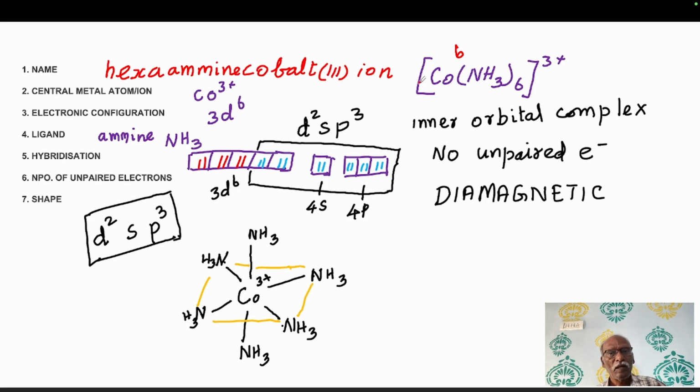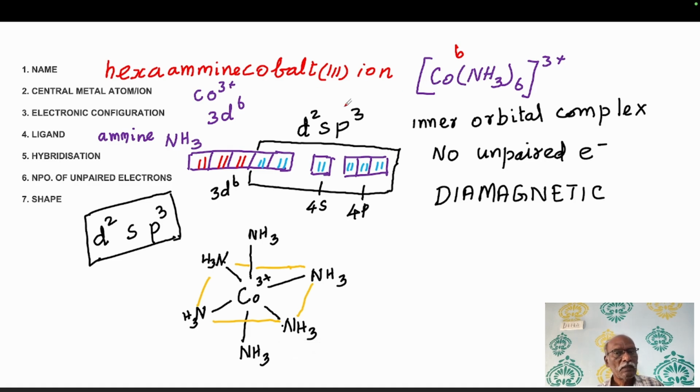Is that okay? How do we come to know the cobalt has 3 plus charge? 6 ammonia molecules are neutral. Ammonia is neutral, it doesn't have any charge. Therefore, whatever the charge present on the top, 3 plus, is only coming from the cobalt. That's why it is Co3 plus.